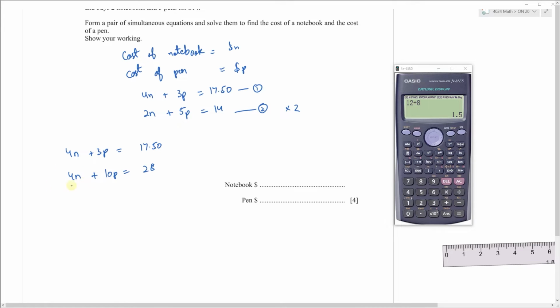Now I'll subtract the second equation, so I'll change the signs. So this plus becomes minus, this plus becomes minus. 4n minus 4n is 0. 3p minus 10p will be minus 7p. And then 17.5 minus 28. 17.5 minus 28 is equal to minus 10.5. So p will be, minus and minus cancel out, 10.5 divided by 7. So this is 1.5 or $1.50, the value of p.